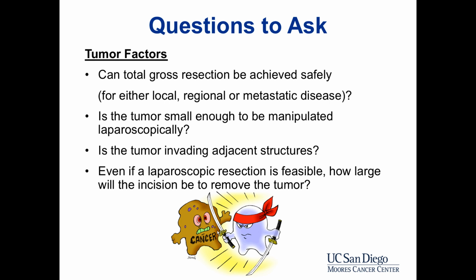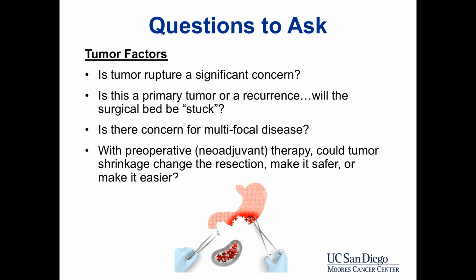But there's a lot of different questions that need to be asked in determining whether somebody is truly a candidate for laparoscopic versus open. And I've bullet pointed them here over the next couple of slides. So these being tumor-related factors such as, can we get the whole tumor out safely? Is the tumor small enough that we can actually manipulate it laparoscopically? A very large tumor is not technically feasible to manipulate laparoscopically. Is the tumor involving other structures that might preclude us from doing this laparoscopically? Is this even safe? And then if we're able to get this out laparoscopically, how big is the incision going to be? If it's going to be a very large incision, well, it may not be of any more benefit than doing it as an open operation.